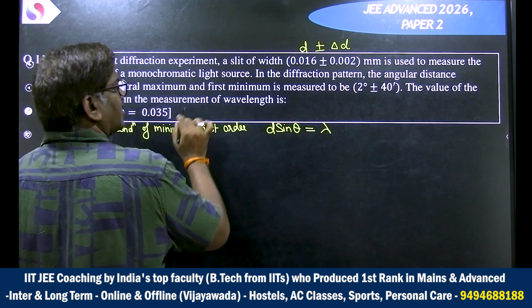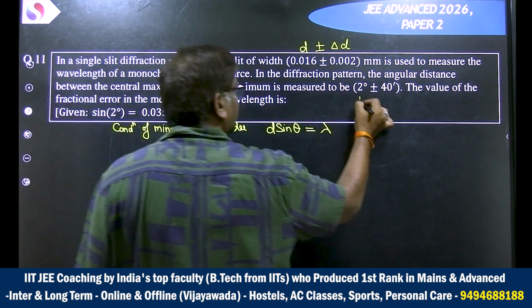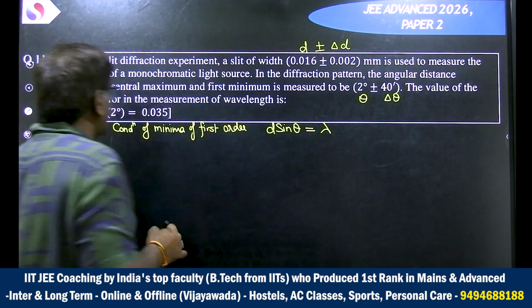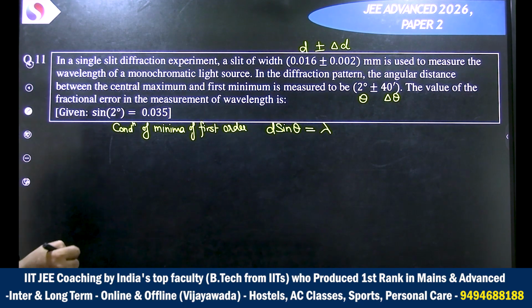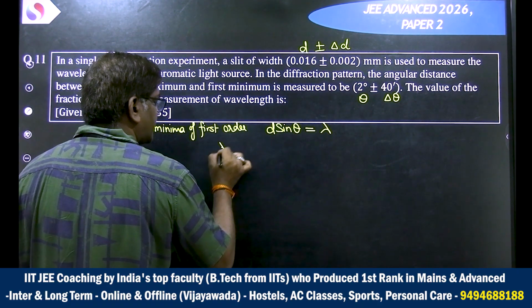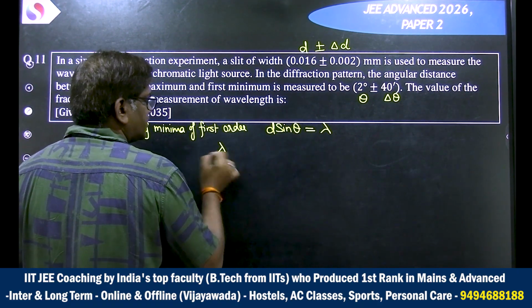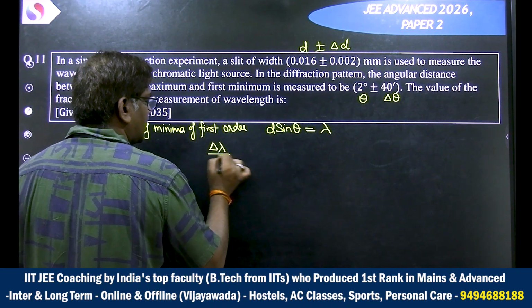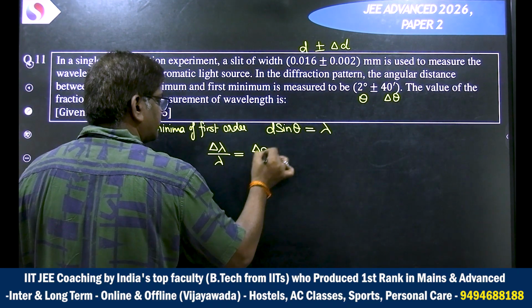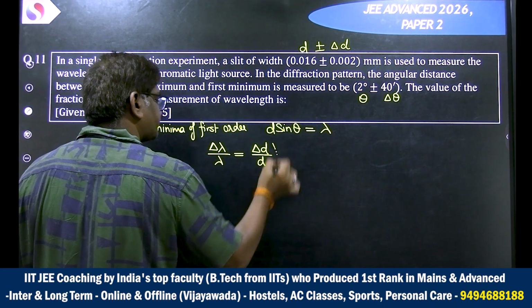Similarly, they are talking about theta. So this is your theta. This is your delta theta. Okay, and we have to find out the fractional error in the measurement of lambda. Fine. So now you know that if I am interested in delta lambda, I have to say delta lambda by lambda, that is equal to first function delta d by d.